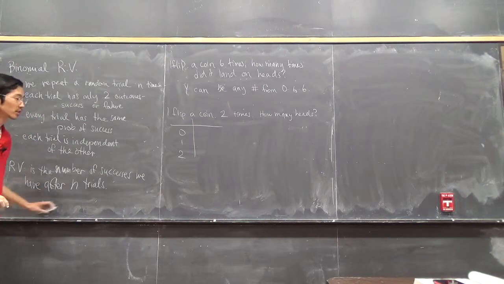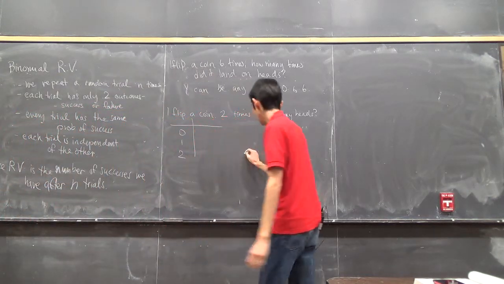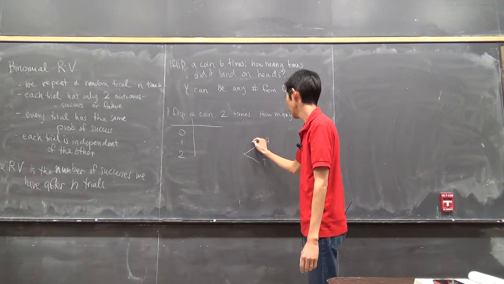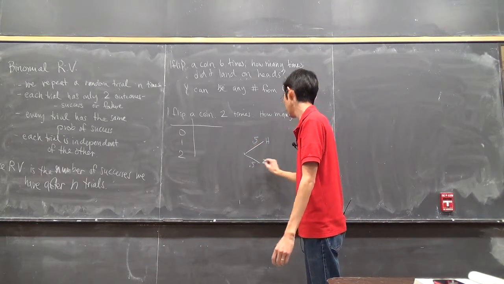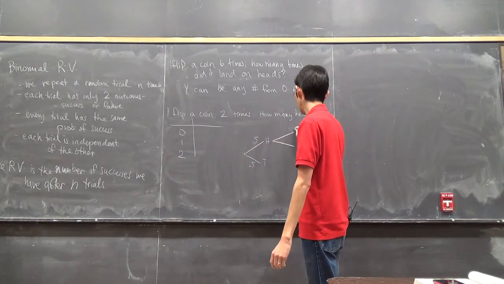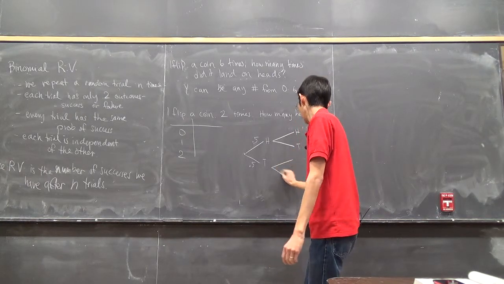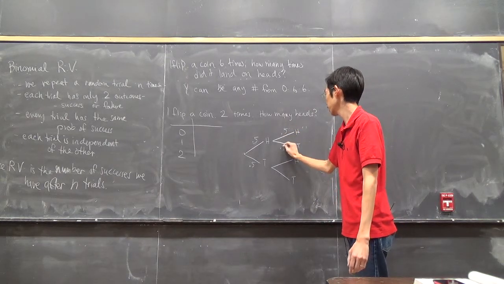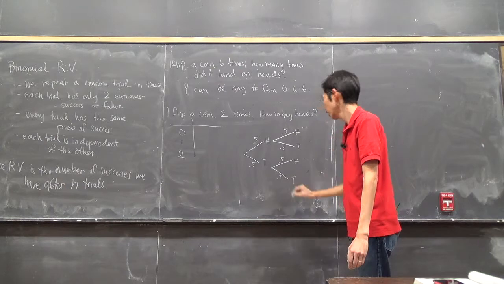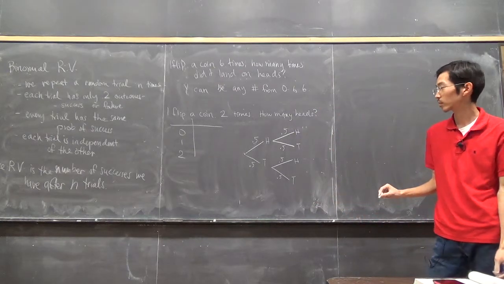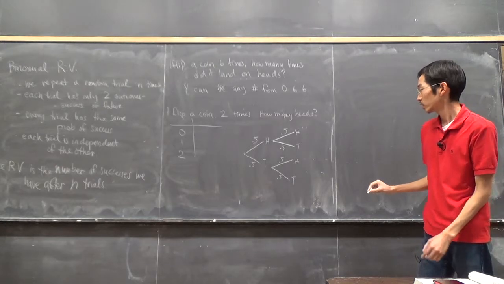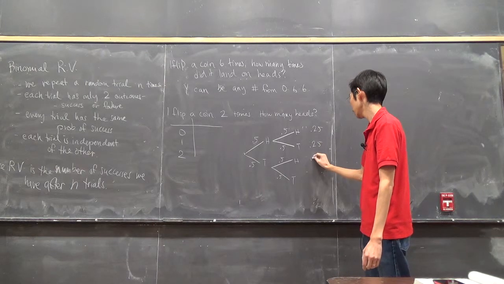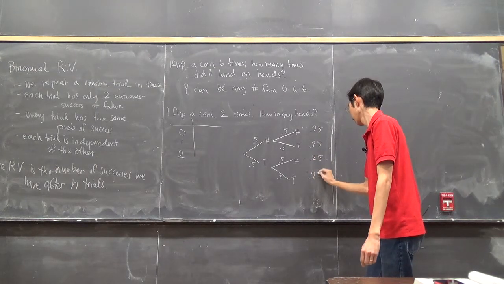And let's make a probability tree. Okay, so the first coin flip can go heads or tails, and it goes with probability 0.5, probability 0.5. And the second coin flip can go heads or tails, or heads or tails. And all of these probabilities are going to be 0.5. So far, so good? Okay. So heads, heads ends up with probability 0.25. This is 0.25. This is 0.25. And this is 0.25.